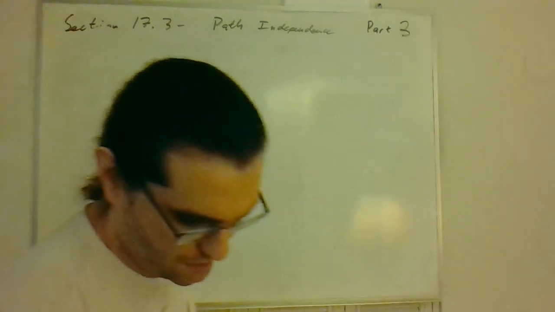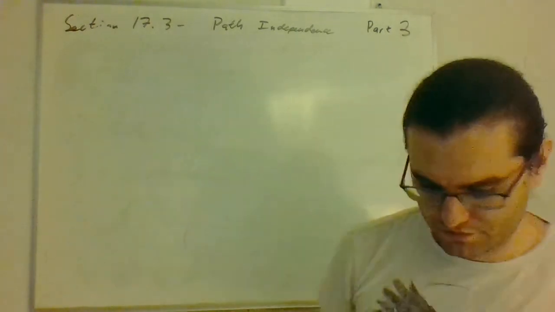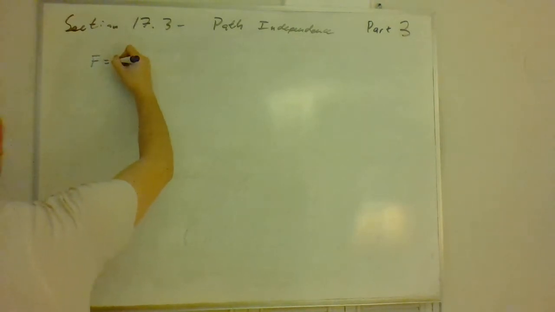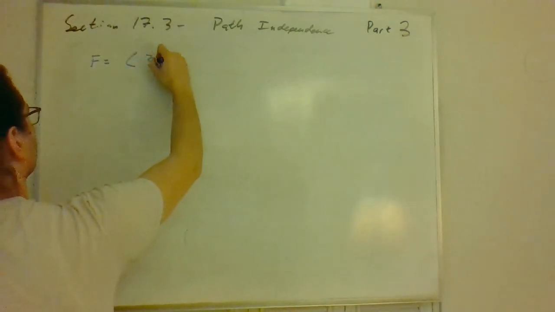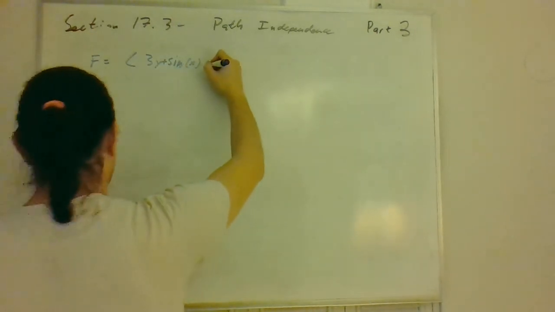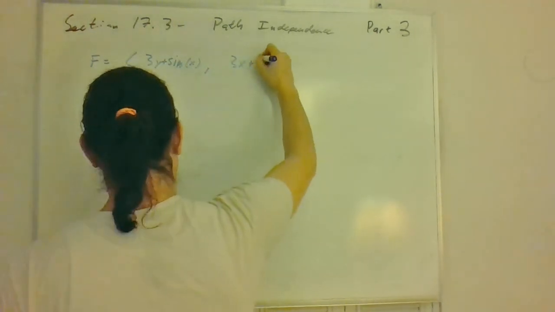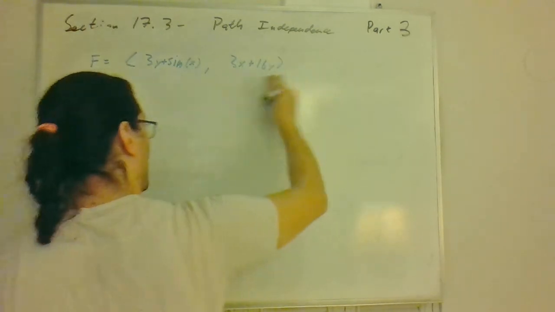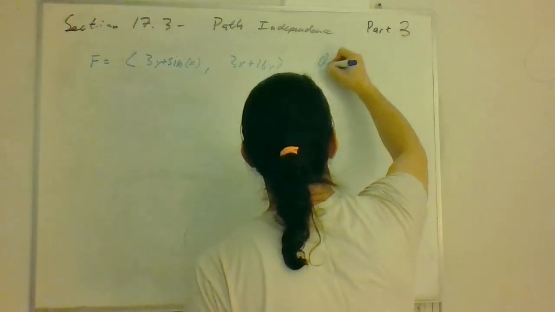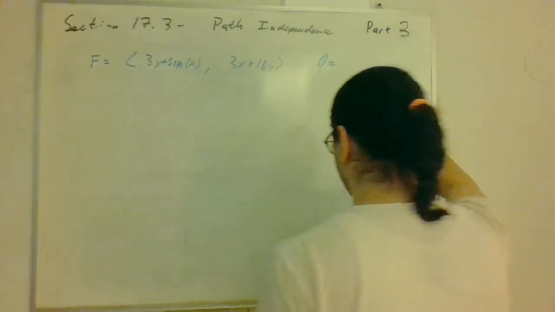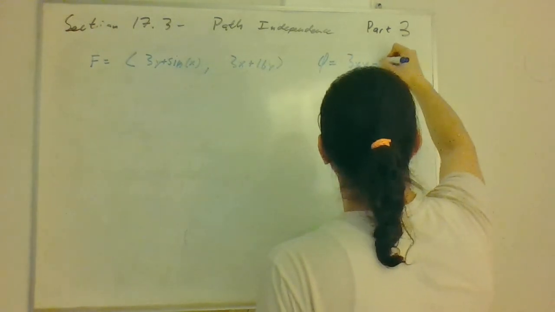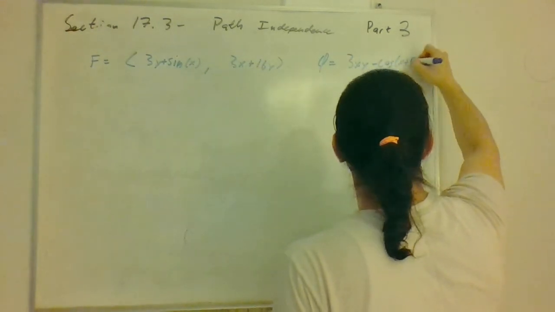And again, I want to use one that we've sort of already done. So let's look at the vector field equals 3y plus sine of x, 3x plus 16y. This was the first one we did, and we determined that it is path independent and that the potential function is 3xy minus cosine x plus 8y squared.